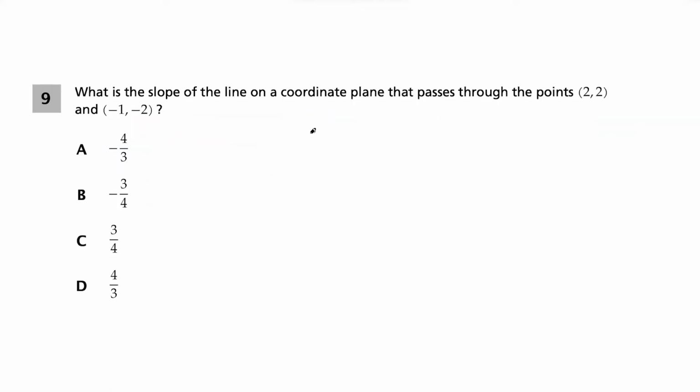Question 9. What is the slope of the line on the coordinate plane that passes through the points (2, 2) and (-1, -2)?